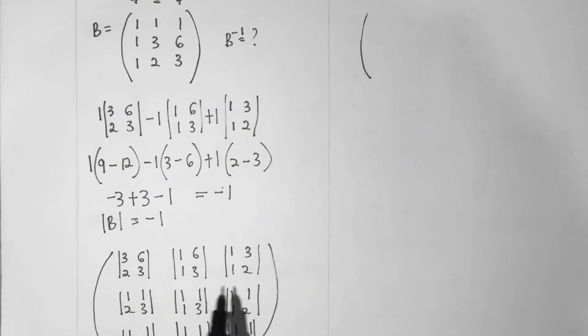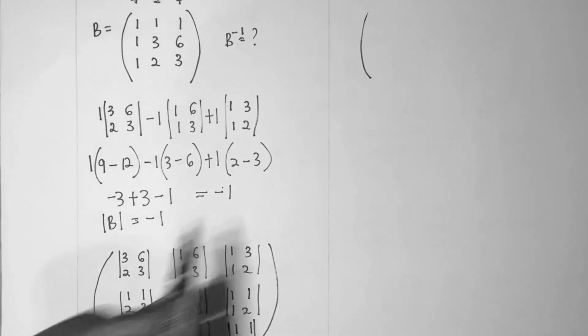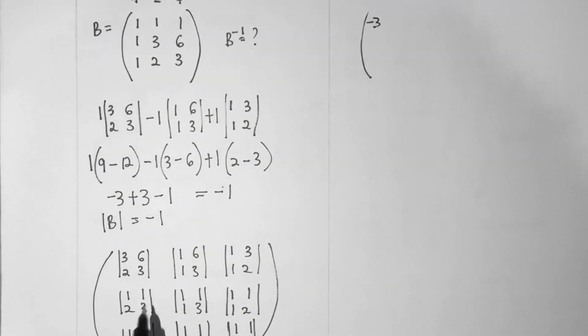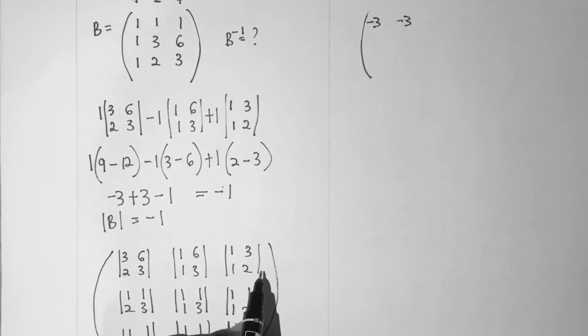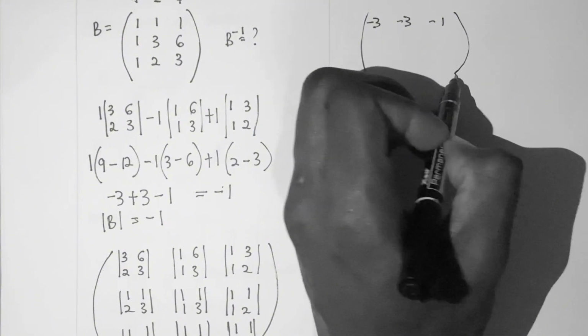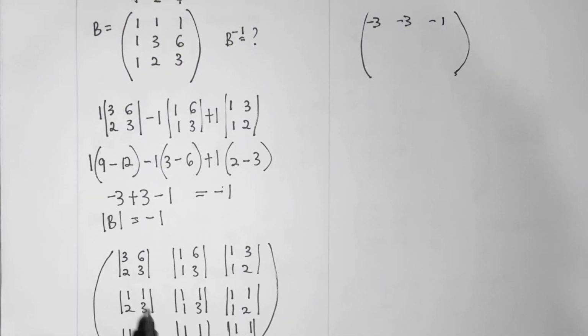The next thing is we are supposed to find the determinant of each of the 2 by 2 matrices. So 3 times 3 is 9. So 9 minus 12, 2 times 6, which is 12. That will give us minus 3. Then 1 times 3 is 3. Then 1 times 6 is 6. So 3 minus 6 is also minus 3. Then here is 1 times 2 is 2. 1 times 3 is 3. 2 minus 3 is minus 1. Then here, 1 times 3 is 3. Then 2 times 1 is 2. 3 minus 2 is 1.